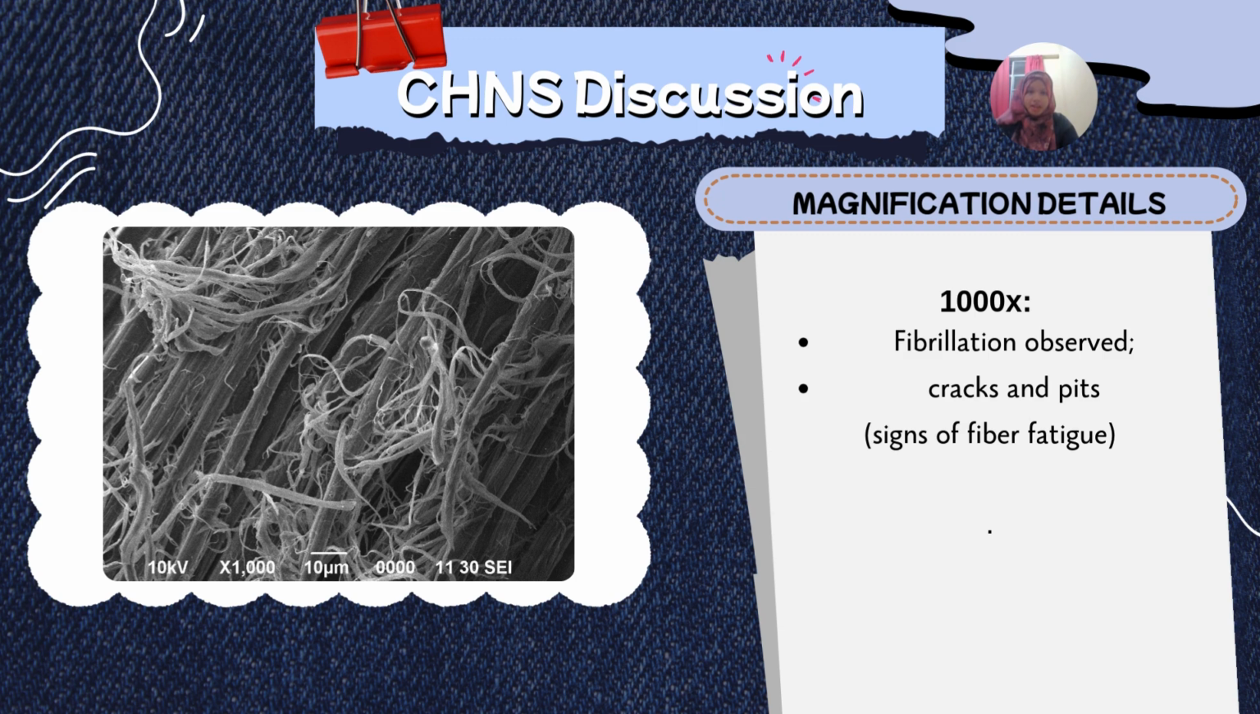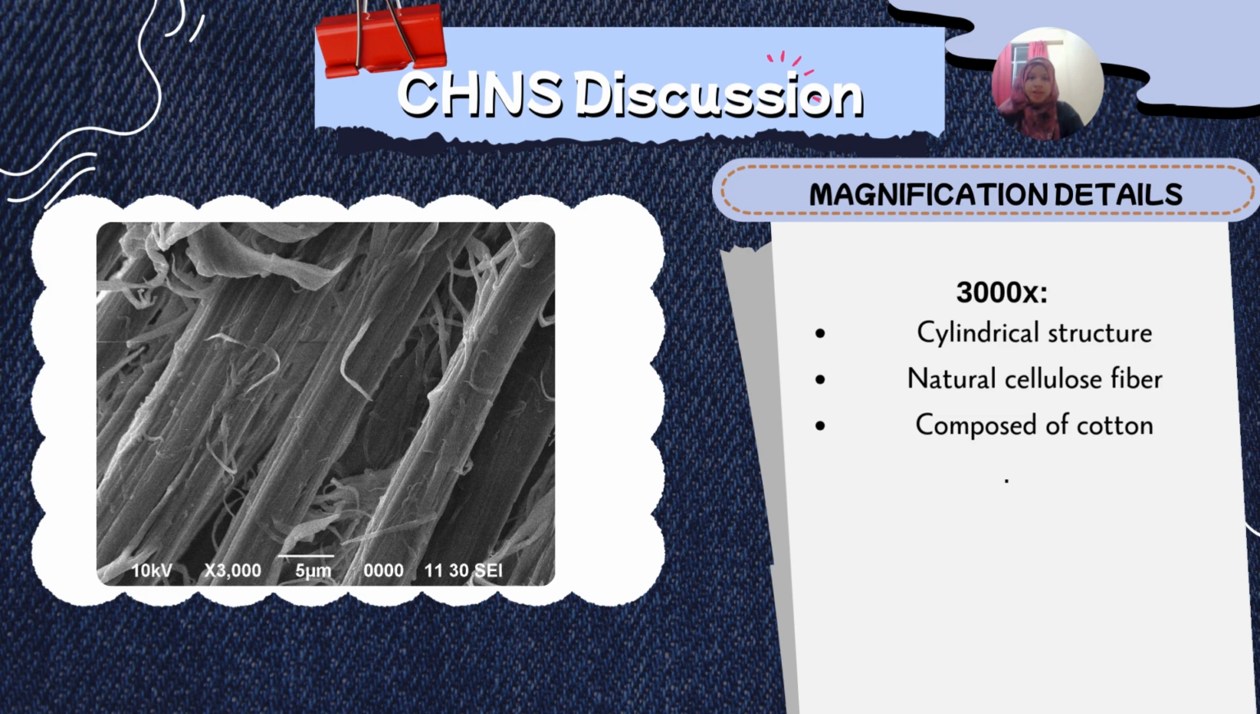The magnification details at 1000 times revealed that fibrillation had occurred as the fiber strands started to separate from the main body of the fiber. There were also cracks and pits that show the sign of fiber fatigue. The magnification details at 3000 times show a cylindrical structure of the natural cellulose fiber. It shows that the jeans are composed of cotton.